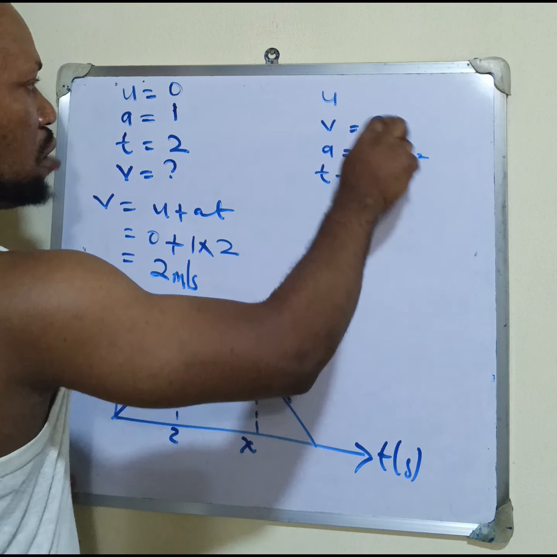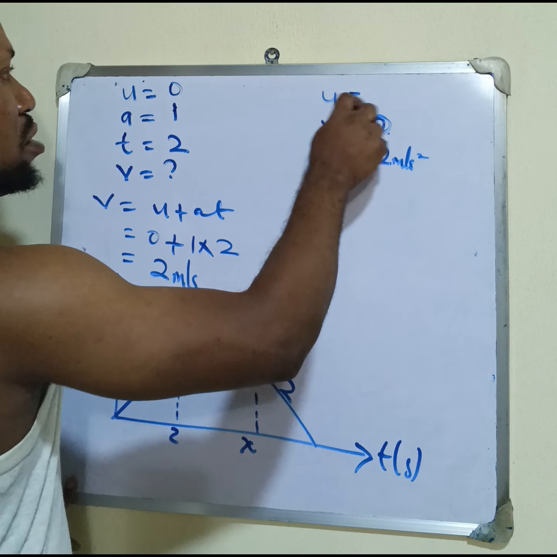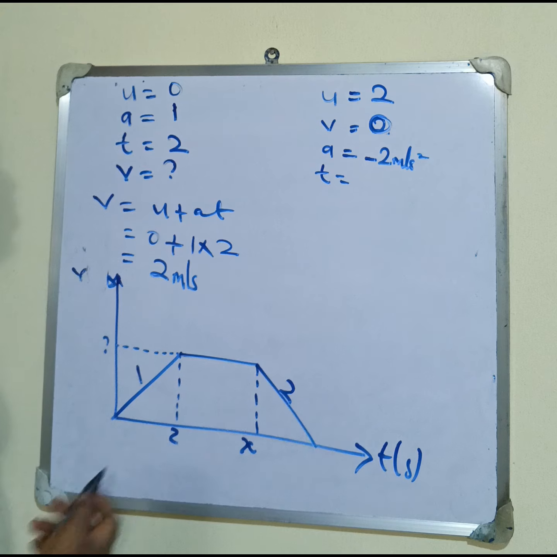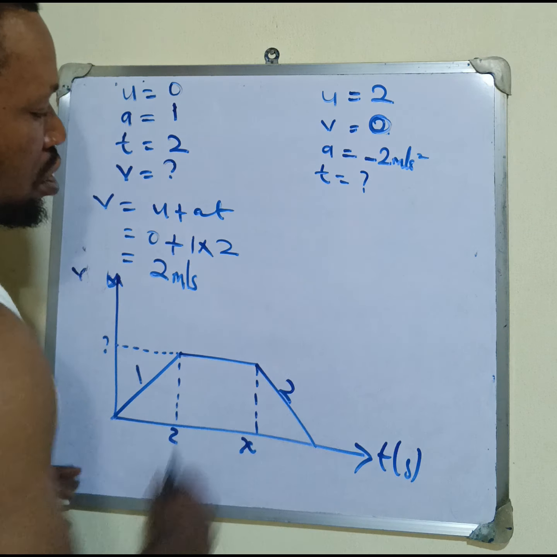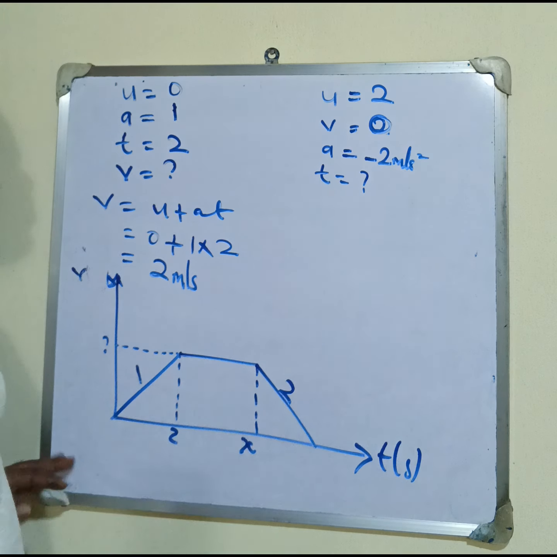That is slow. So it comes to rest, that is 0. The initial velocity is equal to 2. Then you're looking for the time taken. That is the last part of the journey. Then the same formula should be applied to.